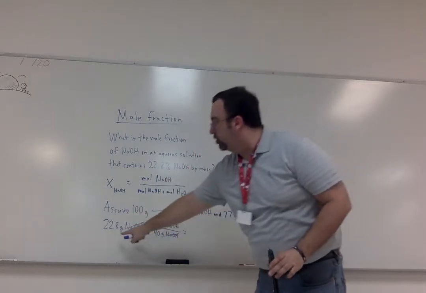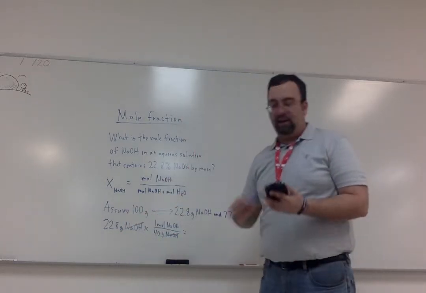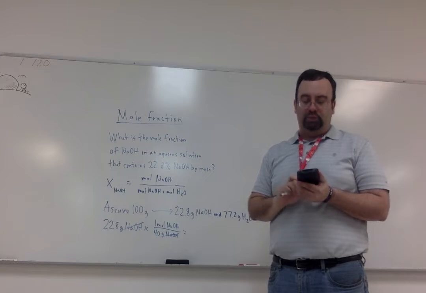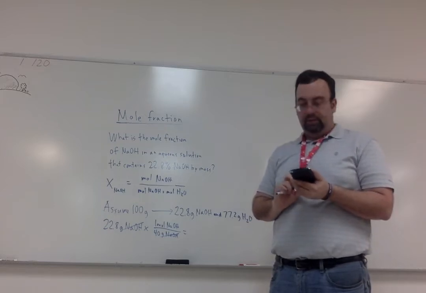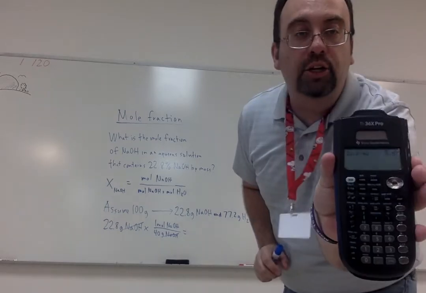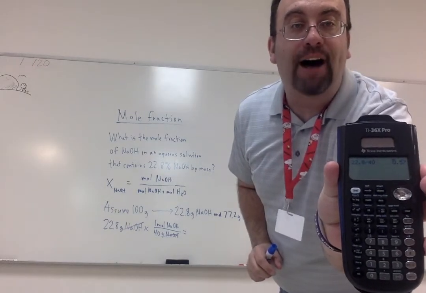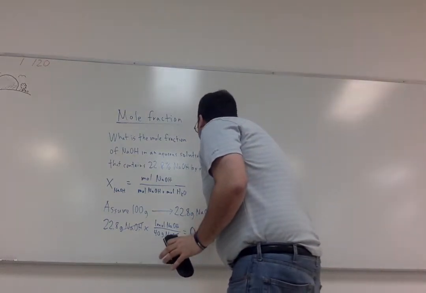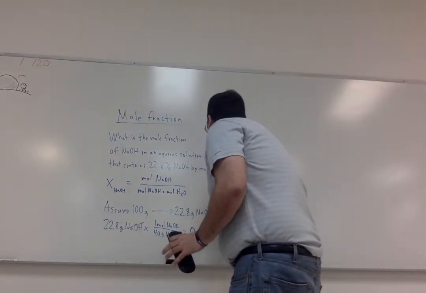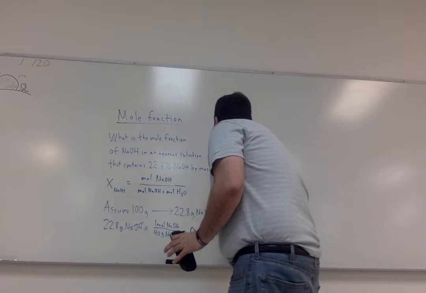We're going to take 22.8 divided by 40, and that should tell us the moles of the sodium hydroxide in the solution. And so when I go ahead and do that, I end up getting 0.57 moles. So we have 0.57 mole of sodium hydroxide.